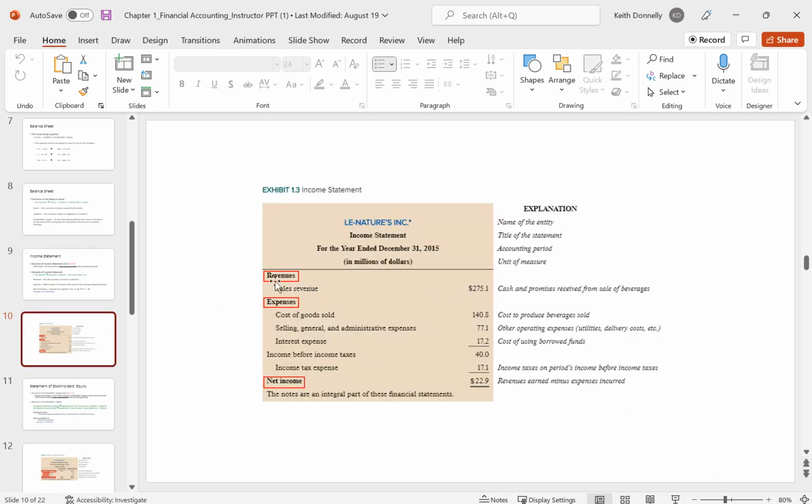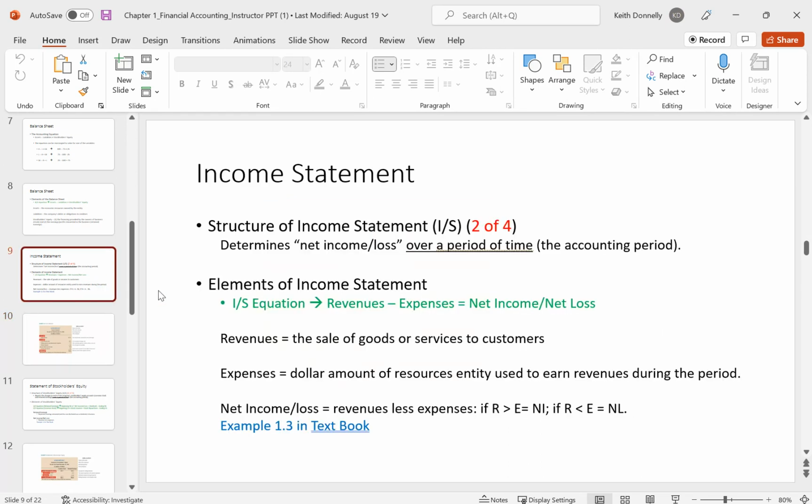So in this case, it says, here's an income statement for the year ended December 31st. So we're going to be looking at all of our revenues, all of our expenses for the entire year. It's not just on that day, what did we sell? It's what did we sell and what were our expenses for the entire year. So it's for a period of time.